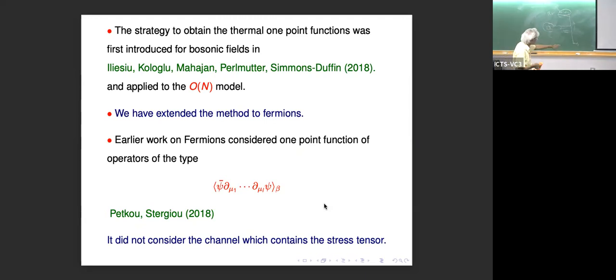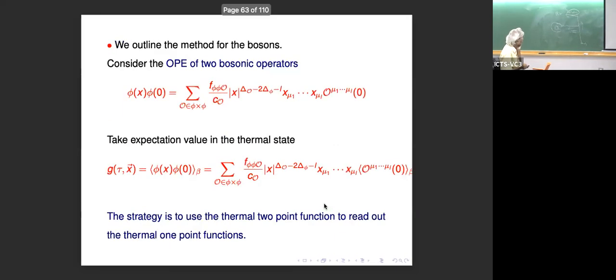There was a minor extension by Petkou and collaborators in 2018, but they looked at a specific class of one-point functions. This one is a little more general. In fact, they don't consider the class which has the stress tensor. So the method involves quite a bit of technical detail, so maybe I'll just briefly tell the method.